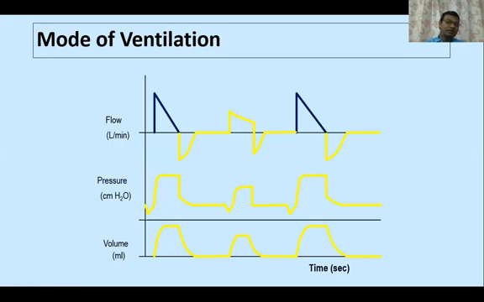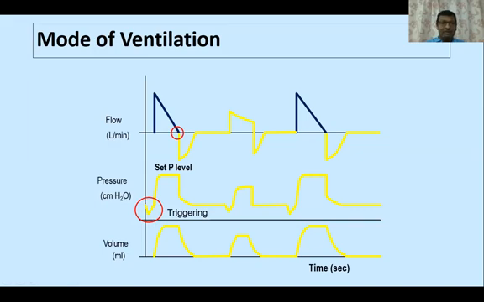Now the second question is whether it is a controlled or supported breath. If you look at the first breath, you can see there is a triggering. So this is a patient triggering. Plus you can see the flow waveform is reaching the baseline, and from there the expiration is starting. So this is nothing but a patient triggered time cycle pressure control breath. So this is a mandatory breath.